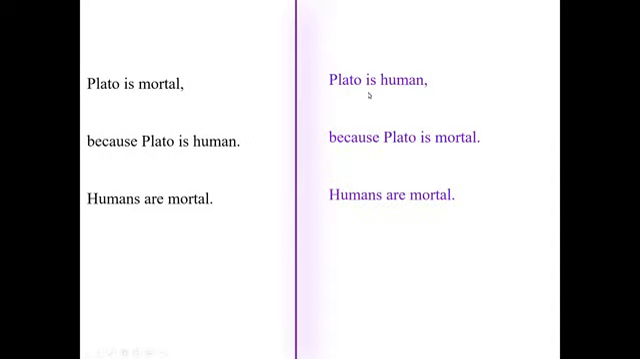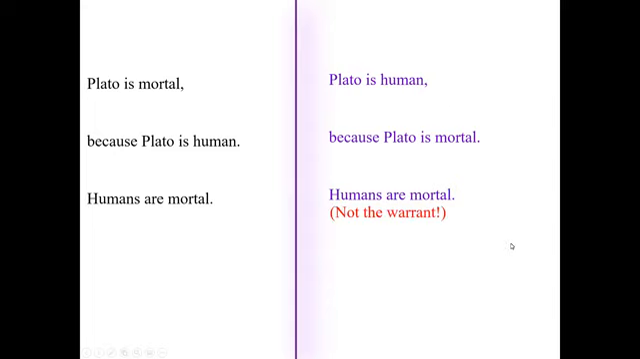Another set of arguments, the difference is the position of human and mortal. You know this set, right? Plato is mortal because Plato is human. Humans are mortal. Look at this one. Plato is human because Plato is mortal. Humans are mortal. Is this set sound? Okay, think this way. What if you have a dog and his name is Plato? Then this argument doesn't work, right? Plato is mortal works for a dog, but Plato is not human.